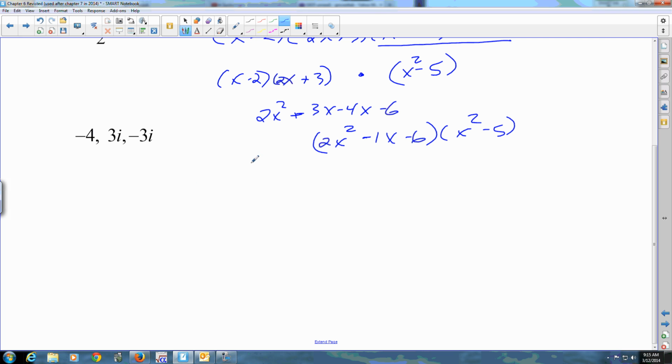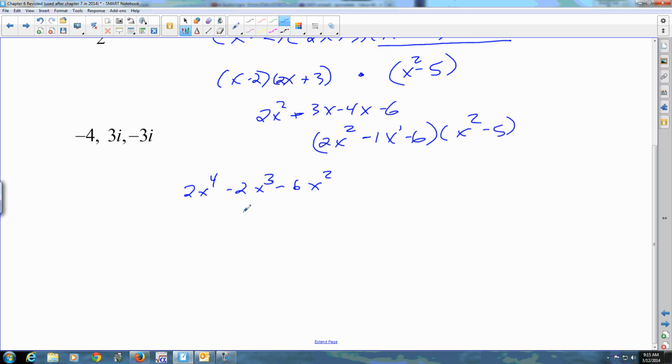So how about we go 2x to the fourth minus 2x squared minus 6, it's cubed. Holy cow. That times this will give you a cube. Okay, and then minus 6x squared. Then you take the negative 5 and run it through.